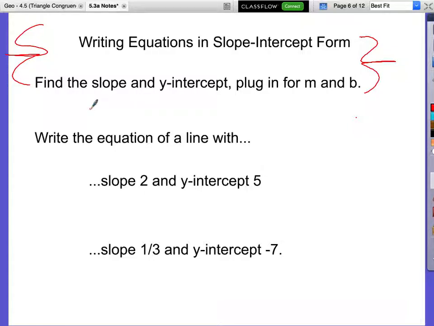Okay, thank you. Okay, hey. So writing equations in slope-intercept form, we'll find the slope and the y-intercept, and then we'll plug in m and b. And we're gonna stop here before we get to the rest of this. So on Monday when I say, hey guys, where do we stop? You'll be like, oh, right here, Mr. Carlson. This is where I ended my notes.